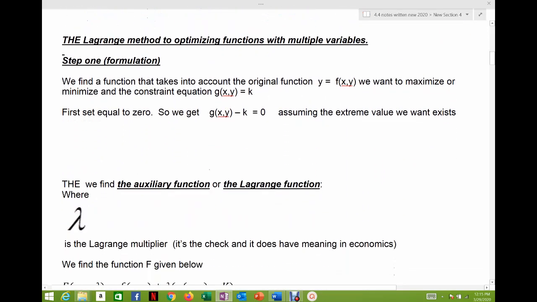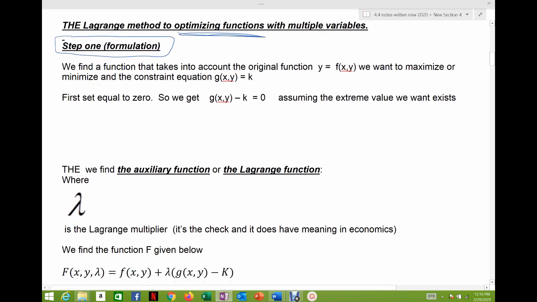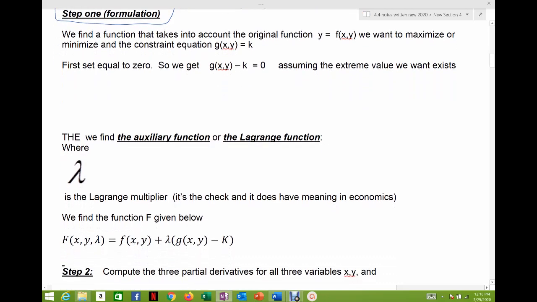All right, what I use is a method of Lagrange using an optimization function. So first one, I have to set up that function, that formulation. The problem will give us an original function we want to optimize, like profit, cost, revenue. We want to maximize or minimize. It'll also give us a constraint equation.